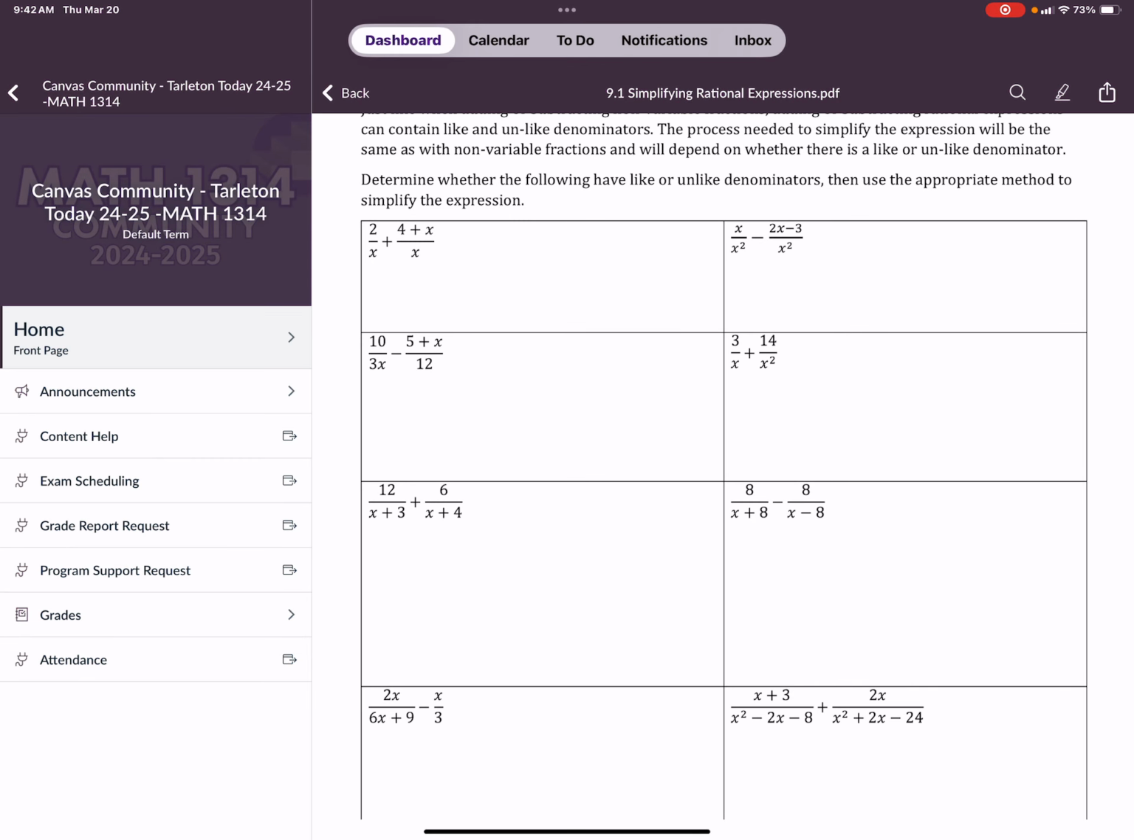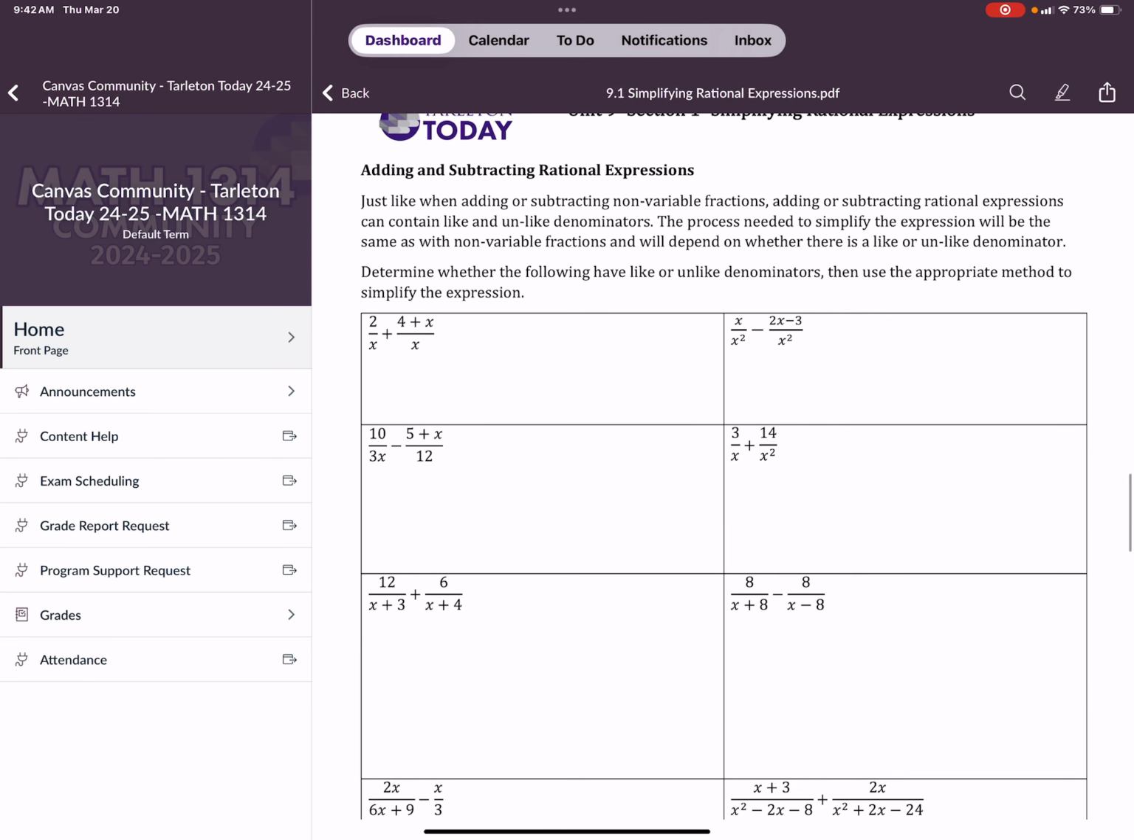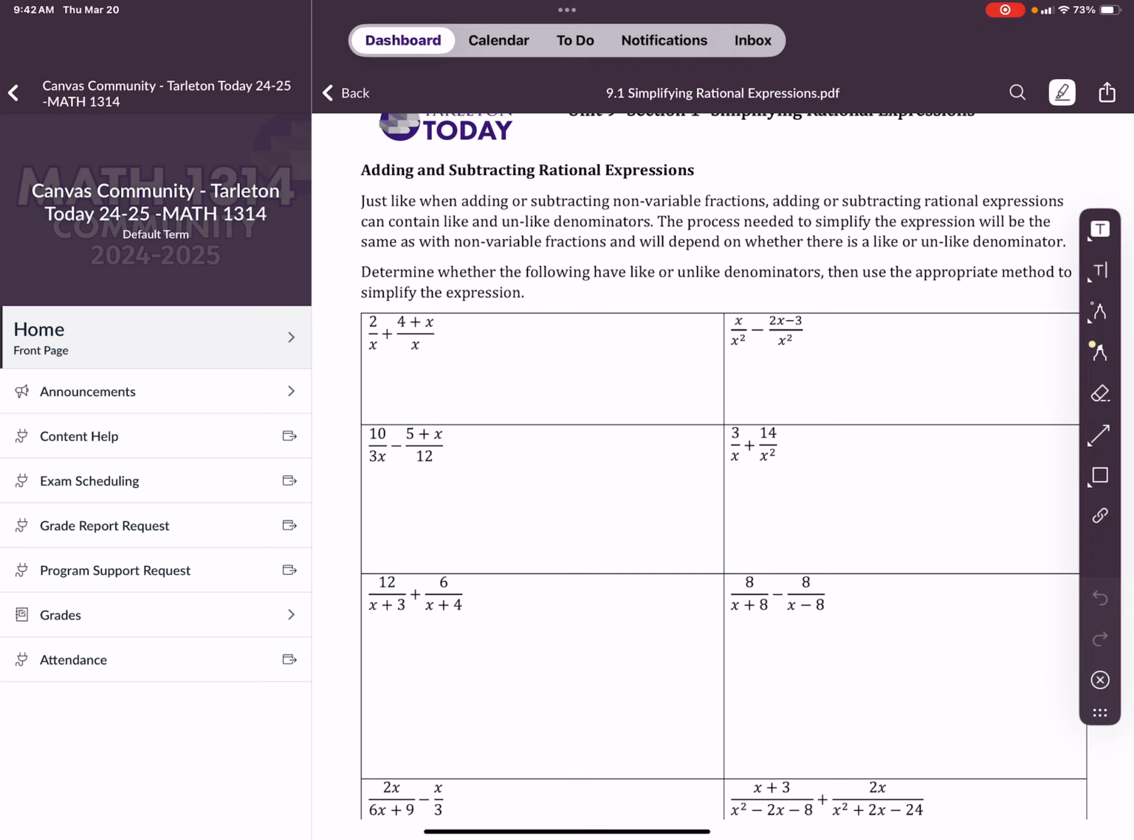All right, here we go. So, adding and subtracting rational expressions. Remember, whenever we add fractions, they have to have a common denominator before you can add or subtract them.